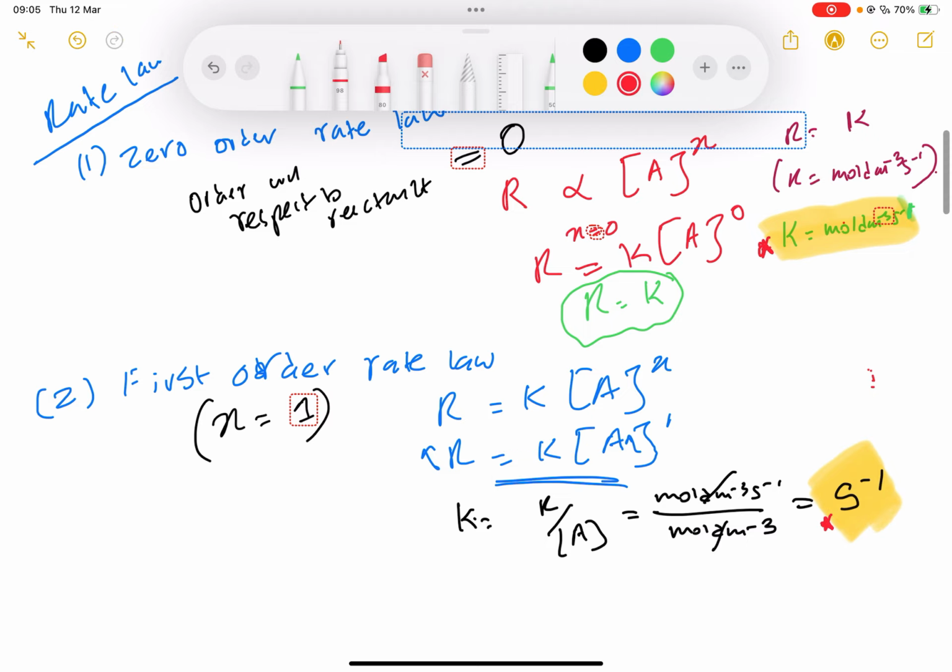So whenever k is given with per second, then you should understand this is the first order rate law. But if k has mole per decimeter cube per second, that is a zeroth order reaction. So those are important points. So for a first order reaction, this is the rate law. Now we will come to the second order rate law.